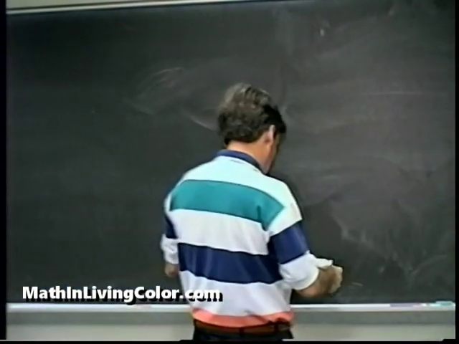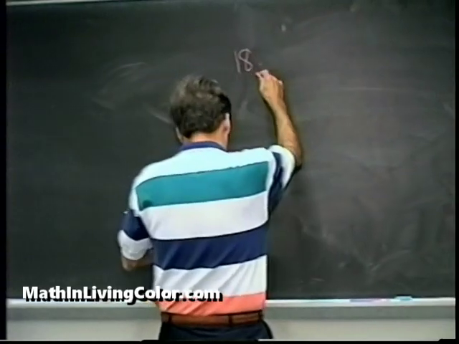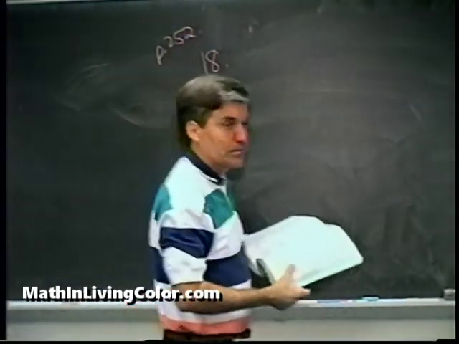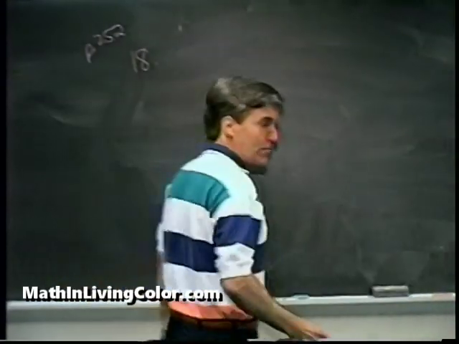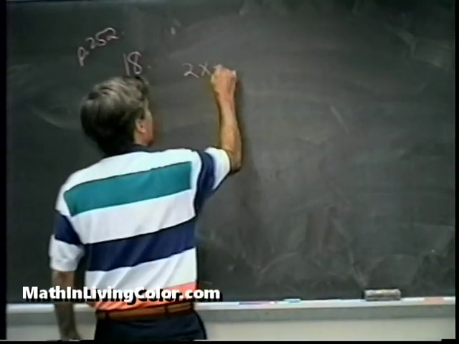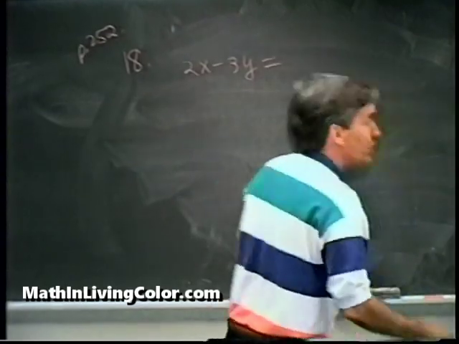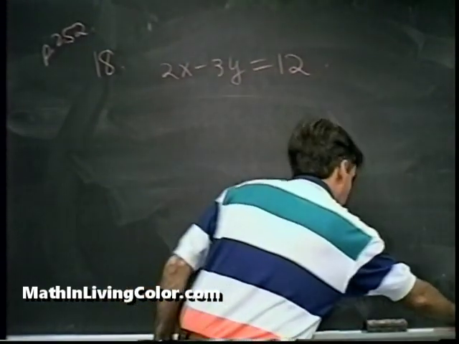So I would like to take problem number 18 on page 252. Oh, I forgot to write down the problem. 2x minus 3y equals 12. Okay? Now, what do I do first?